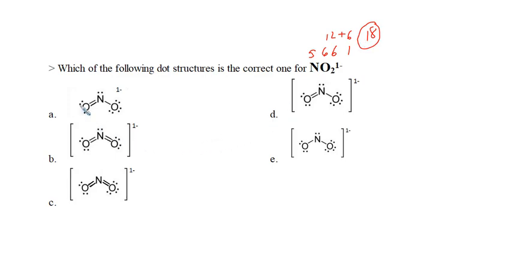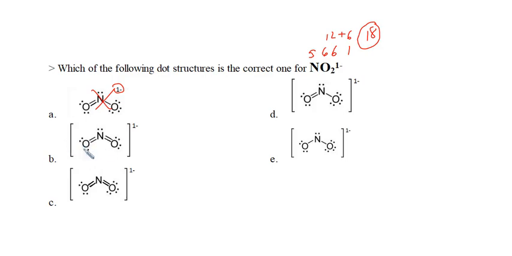And with 18, all of them should have octets. Now this one's wrong because it's an ion, but there's no brackets. See these brackets? So this has brackets, all right. But let's check the number of valence electrons. 2, 4, 6, 8, 10, 12, 14, 16, 18. So this has the right number of valence electrons, but let's just check these.